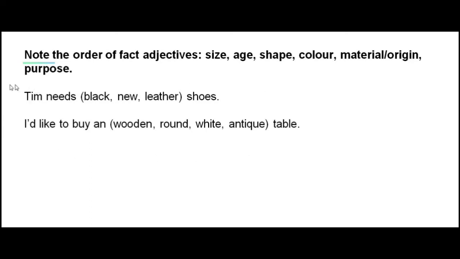Read the following sentences and arrange the adjectives in their appropriate places. Tim needs black new leather shoes. Tim needs new black leather shoes. I'd like to buy an wooden, round, white, antique table. I'd like to buy an antique, round, white, wooden table.